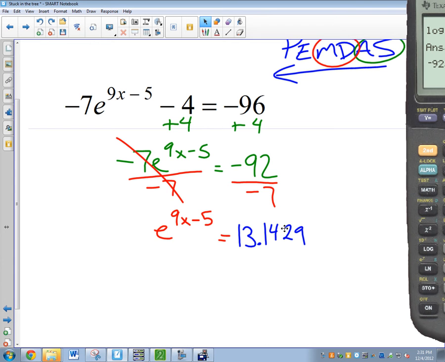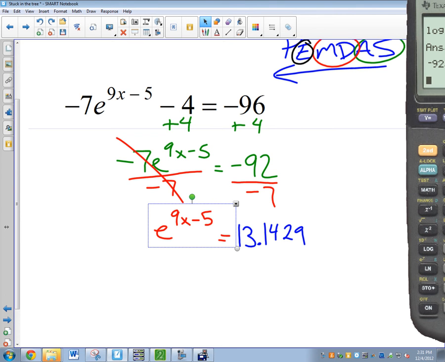I did adding and subtracting. I did multiplying and dividing. Now my next step is, okay, now I can play with the exponents. We had to go through the first 2 steps first. Now I can play with exponents. So in this case, I've got this exponent of 9x minus 5. I need to get that away from it, so I need to get that exponent to come down in front.